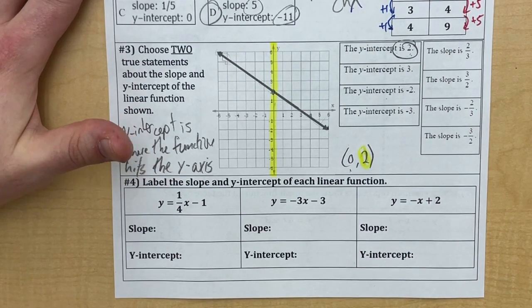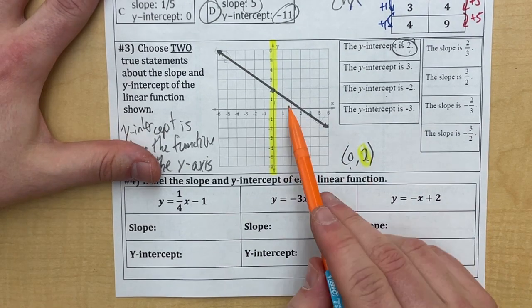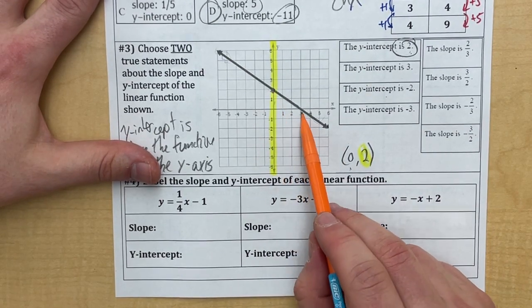Okay. So that means this, I can now go for slope. And what I can do is I can go from one point to the next. I'm looking for ordered pairs.